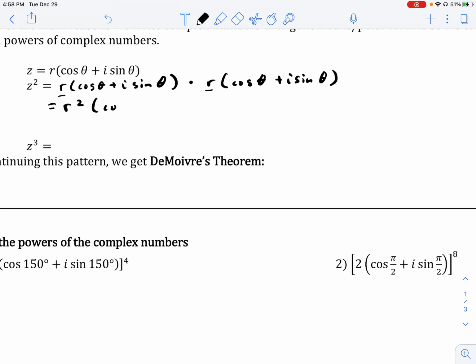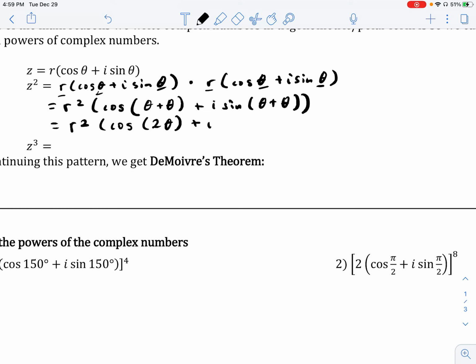And we would say cosine of the sum of our angles. We would then add this angle to this angle. So that's theta plus theta, plus i sine, and we do the same thing with those angles, theta plus theta. In this case, we happen to have the same angles. So if I clean this up just a little bit, r squared, what do we have? We have cosine of 2 theta plus i sine 2 theta. Well, okay, that's a little bit interesting.